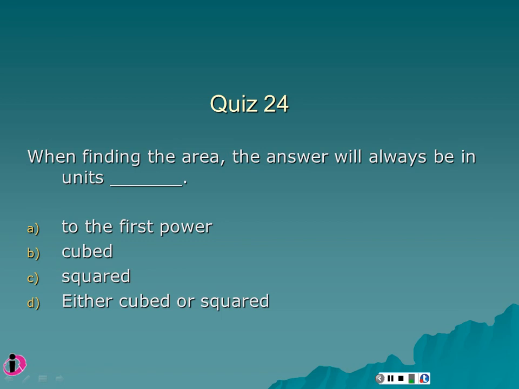When finding the area, the answer will always be in units to the first power, cubed, squared, either cubed or squared. It must be squared, right? We always multiply 2 dimensions. Doesn't matter what shape it is, you will always be multiplying. If you look at all the formulas, you will see there are 2 dimensions. Even in the formula of half times base times height, there are 2 dimensions, because one dimension will be coming from the base, the other dimension will be coming from the height. So the right answer is C.